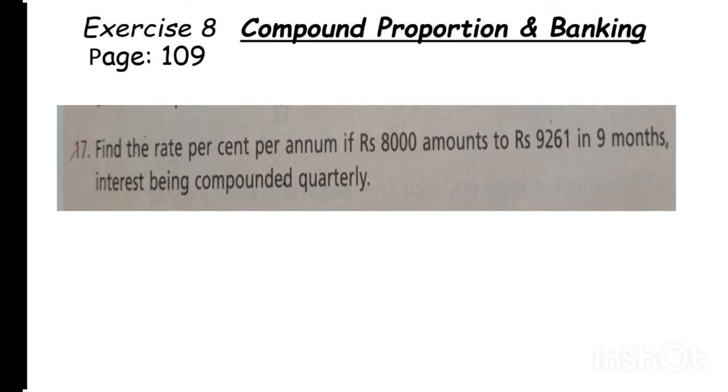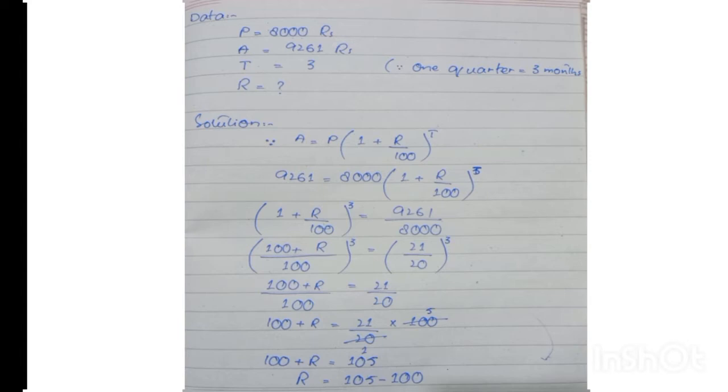Our principal equals 8,000 rupees and amount is 9,261, and we need to find the rate. Because the interest is compounded quarterly, our time will be, see the data, P equals 8,000 rupees, amount equals 9,261 rupees, time equals 3. Why 3? We know that 1 quarter equals 3 months, and it is mentioned in the question that there are 9 months. So 1 quarter equals 3 months, therefore 9 months will be 3 quarters. That's why I have taken T equals 3, and we need to find R.